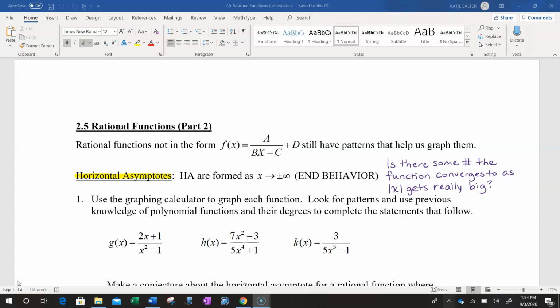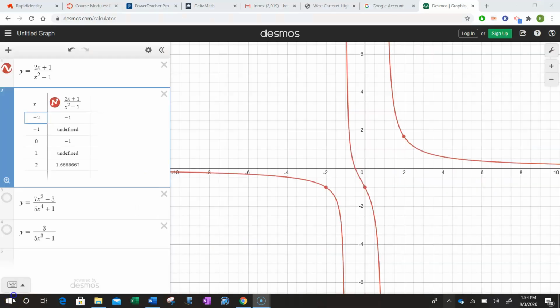So first of all, horizontal asymptotes. Remember that horizontal asymptotes are formed as x approaches positive infinity and negative infinity. They're all about the end behavior. So what you're asking yourself is, is there some number the function converges to as the absolute value of x gets really big? If there is, then it creates a horizontal asymptote. So let's look at each of these.